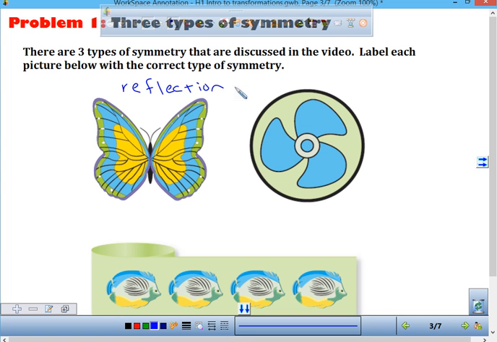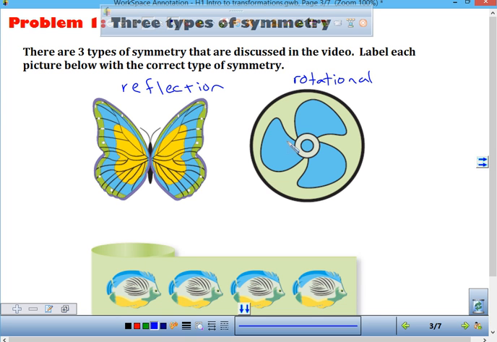The fan shows what kind of symmetry? Rotational symmetry, because if you rotate it, it's the same thing. If I rotate this blade to this blade, it would be the exact same picture, right? All I would do is rotate it around, and it's going to be the same picture.